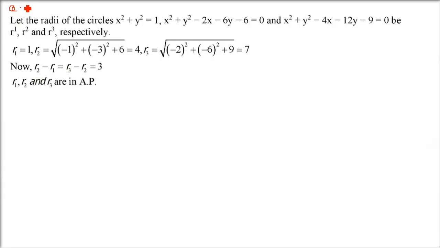This one is question number 9. It says prove that the radii of these 3 circles given here are in AP. So how do you find the radius? It is the square root of g square plus f square minus c. This is how you find the radius. So take any of these, say this one.